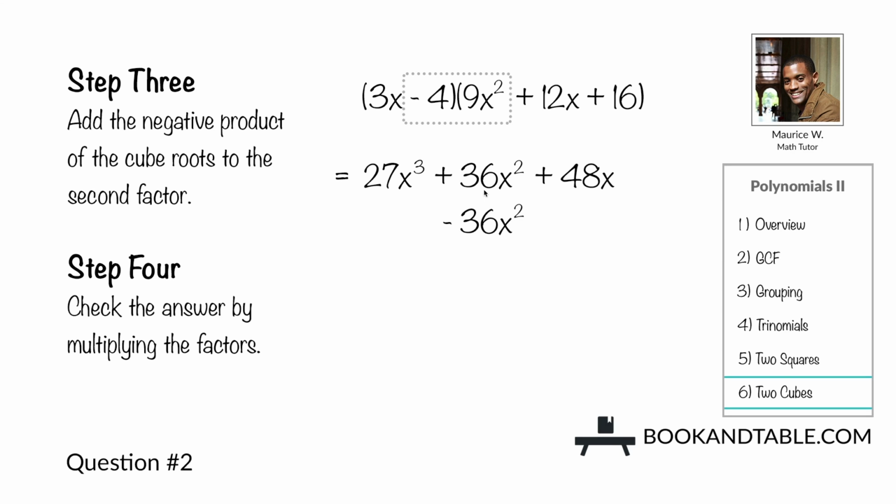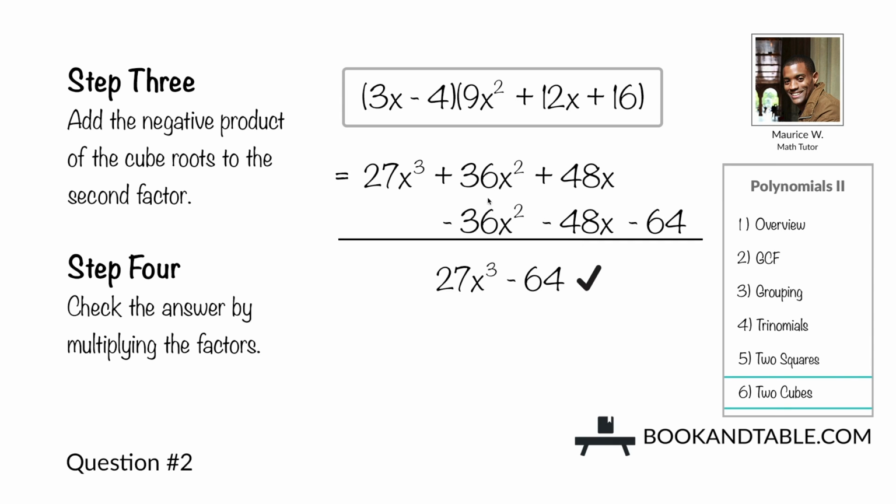That will negate positive 36x squared. Negative 4 times positive 12 is negative 48x. That will cancel out positive 48x. And negative 4 times 16 is negative 64. So when the middle terms negate each other, you are left with 27x cubed minus 64, which was the original polynomial, thus confirming that you can factor this expression to 3x minus 4 times 9x squared plus 12x plus 16.